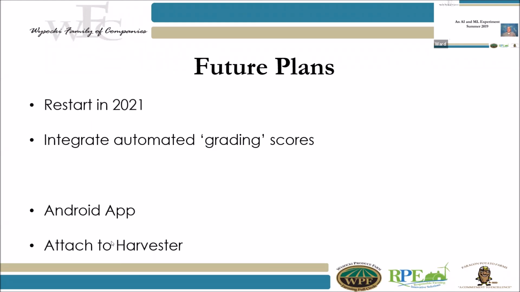We also feel that we're going to build an Android app. So instead of even having to submit it, we can hash the data, submit it to a server, and have it respond with what the yield and the distribution is in real time. And finally, possibly attach it to the harvester.